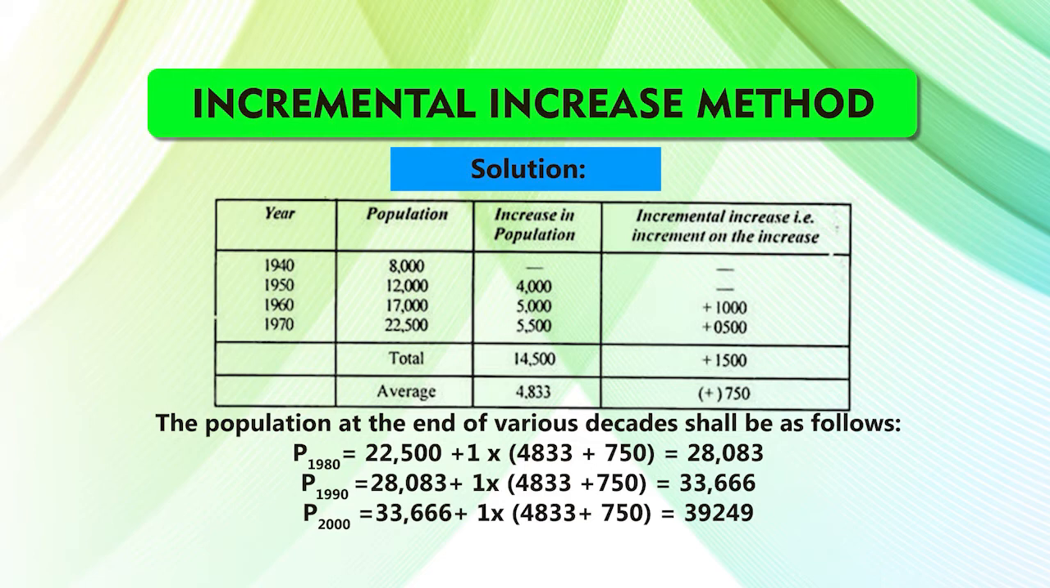Similarly, population in 1990 is equal to 33,666, and similarly population in 2000 is 39,249. We have calculated the population of 2000 or 1990 by keeping the total number of decades as 2 or 3 respectively, but in that case we will keep the last population as the 1970 one.